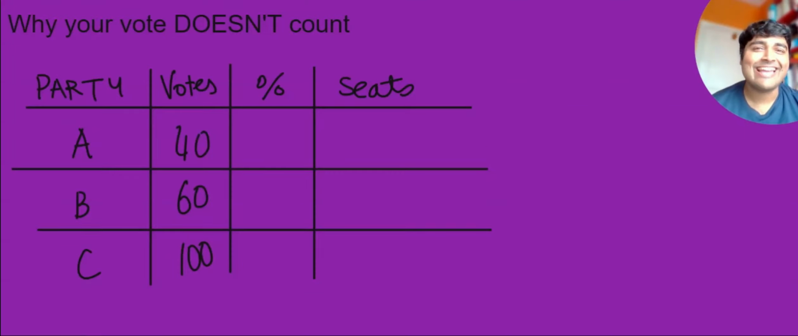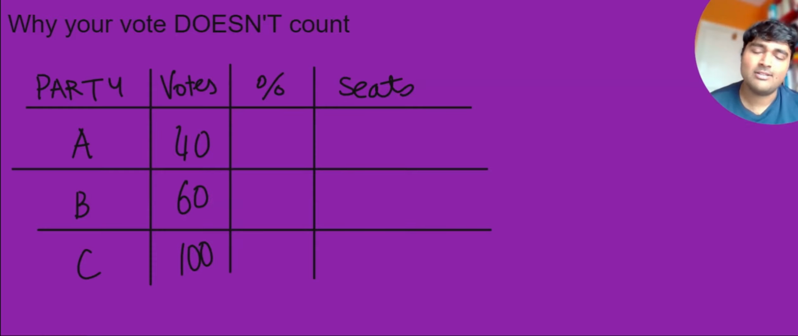Your vote doesn't count, or at least it doesn't count the same way that it would have 150 years ago. I'm talking about the Alabama paradox, which arose in 1880, where they realized that if they increase the number of seats in Parliament, certain parties' number of seats would actually go down, which is extremely counterintuitive. Let's look at an example.